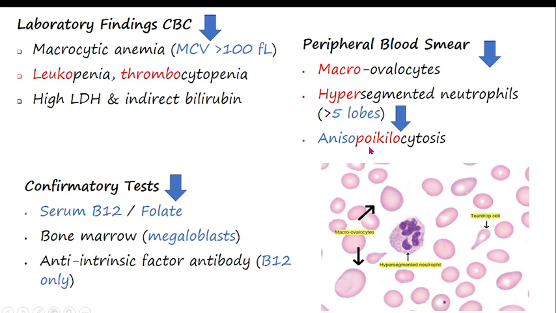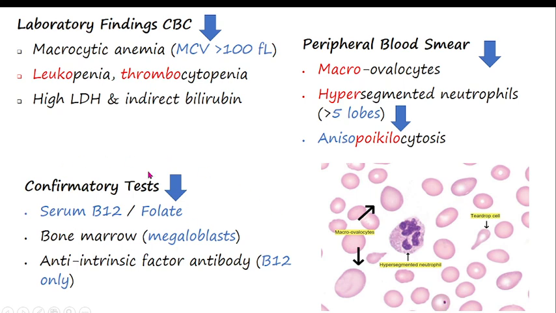There is anisopoikilocytosis. When we say aniso, there is variation in size, and poikilo, there is variation in shape. You see, this one is an ovalocyte, this one is normal, this one is lacking central pallor, which means there is anisocytosis in the size. Poikilocytosis, the shape also, if you see, is changing. You can see also Howell-Jolly bodies in megaloblastic anemia.